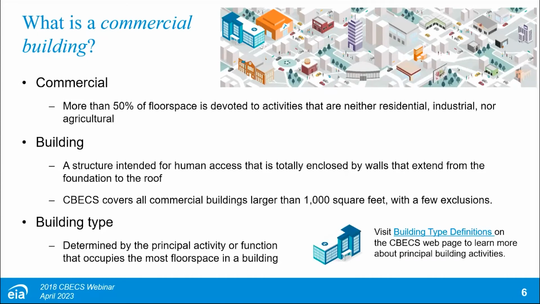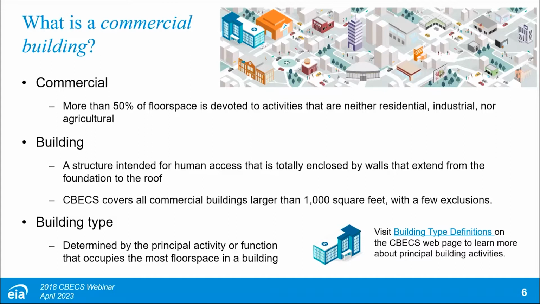So having gone over these really high-level basics, let's dig a little deeper to clarify the scope of CBECS. Let's start with some of our definitions. So what is a commercial building? Let's start with commercial. We consider a building to be commercial if more than 50% of its floor space is devoted to activities that are neither residential, nor industrial, nor agricultural. And as far as CBECS is concerned, a building is a structure intended for human access, and it needs to be enclosed by walls that extend from the foundation to the roof. CBECS covers all commercial buildings larger than 1,000 square feet, but there are a few exceptions, such as, for instance, we don't collect information on standalone parking garages or buildings on military bases.